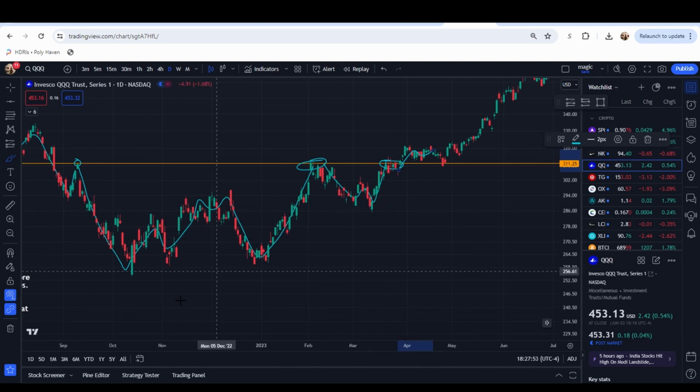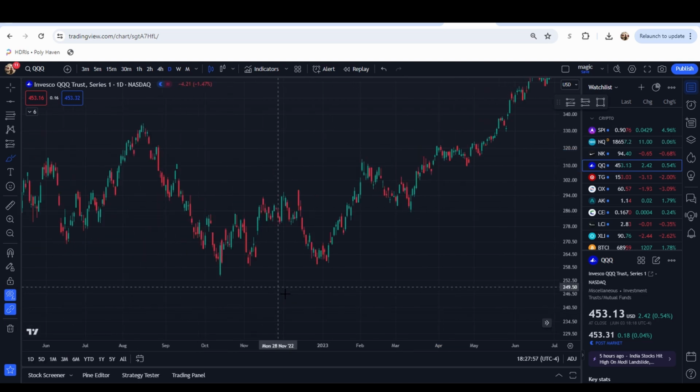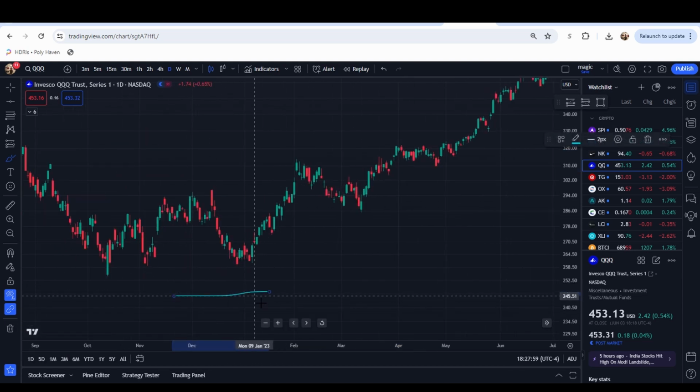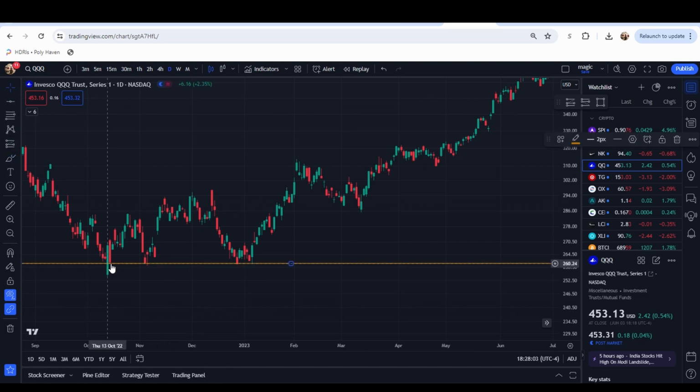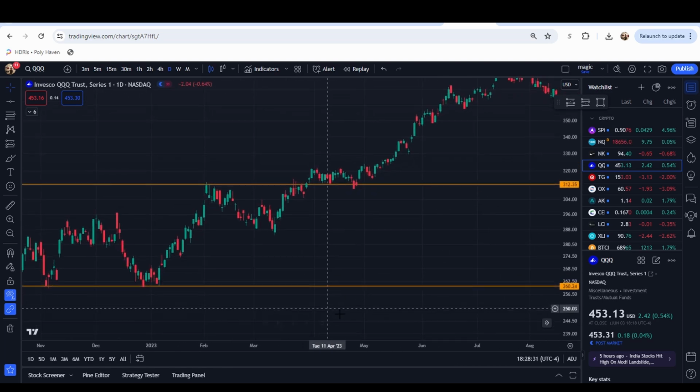Now we can keep our levels, right? Excuse me. We can keep our levels. So now that we have our levels, right, we have some key levels of support and resistance. We'll also notice how support can become resistance and vice versa, right?